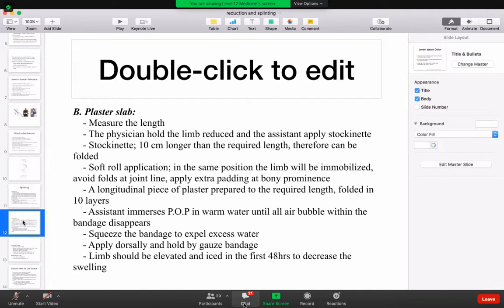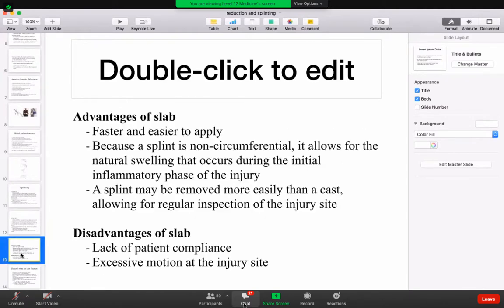The advantage of back slab over full cast: back slab usually allows the soft tissue to expand and breathe, especially if there is significant swelling. But the disadvantage is sometimes it will not provide the amount of stability that you would like to have. Advantage, as we mentioned, it's faster and easier to apply.